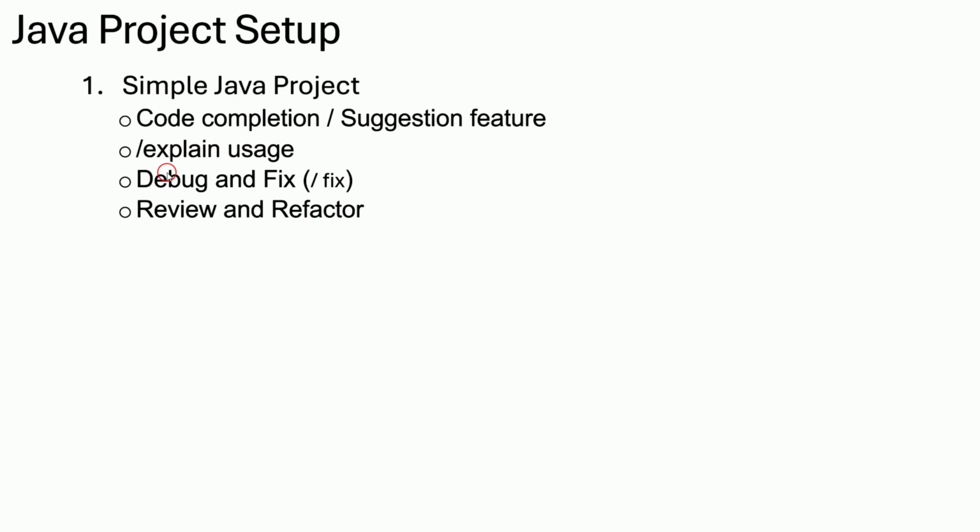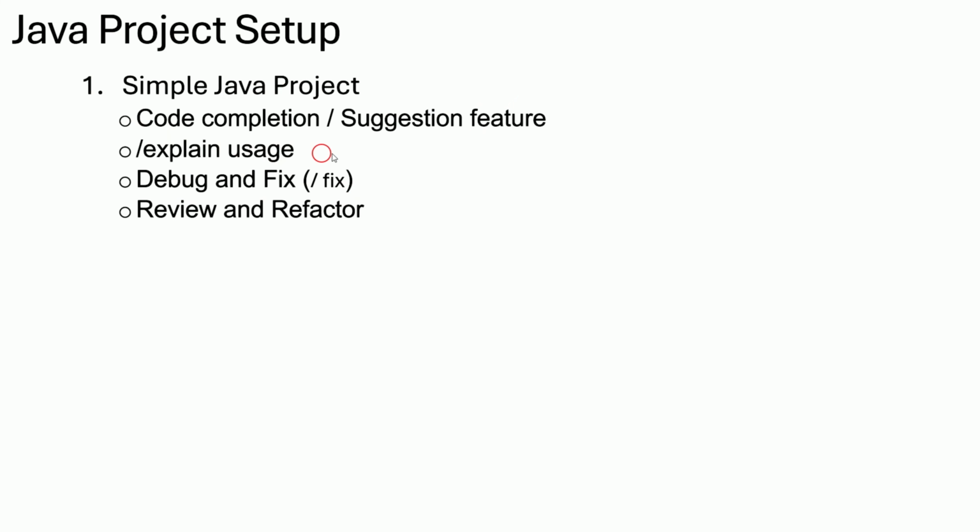We have this /explain or /fix, which are only available for VS Code, and you can also leverage them in GitHub Copilot Chat. So in case you are using STS, these features won't be available for you. You will get only features like code completion or suggestion. That's it. So first we'll go to STS and complete this simple Java project with the code completion and suggestion feature, and after that we will open our VS Code and complete all these steps.